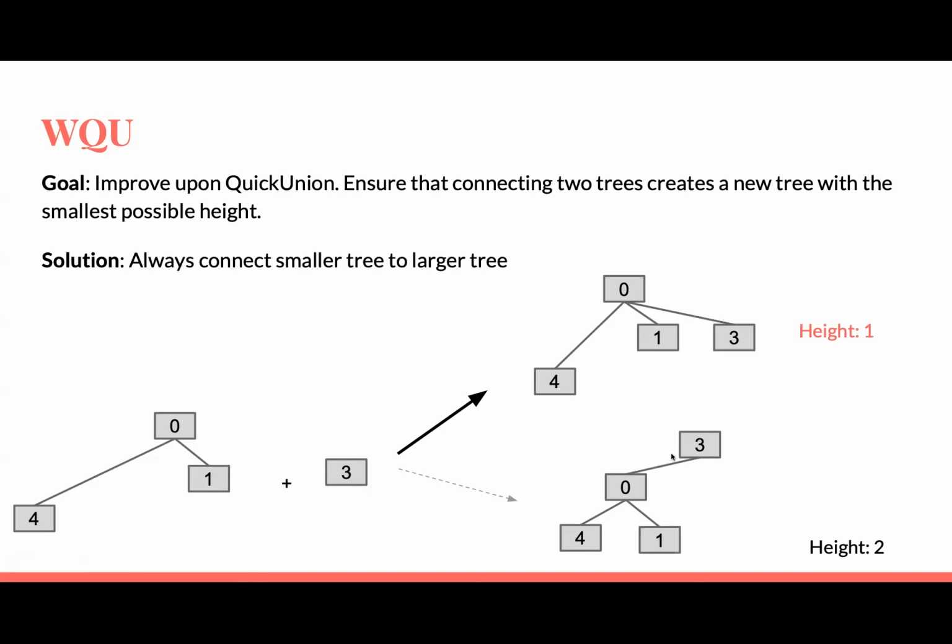So that's not what we really want. We want to minimize the height of the tree to be able to improve overall runtime. So if we actually connect this 3 to 0, then the height actually stays at 1. The overall idea behind this is that we want to ensure that two trees create a new tree of the smallest possible height. So we should always connect the smaller tree, in this case 3, to the larger tree.